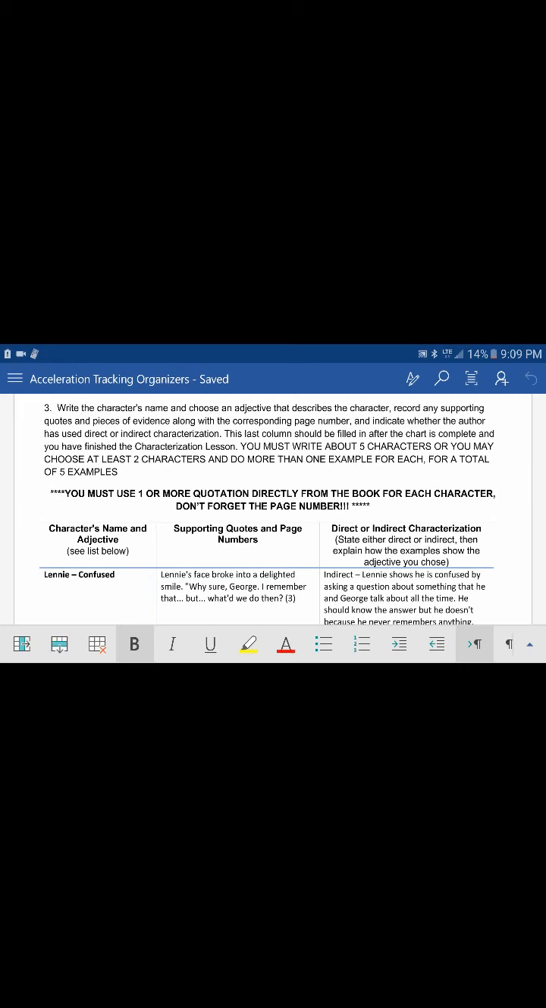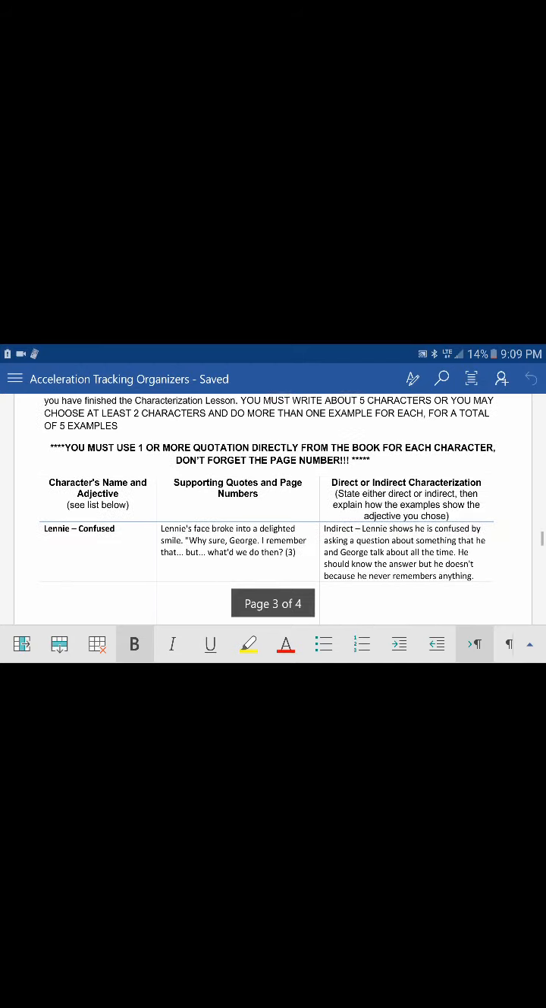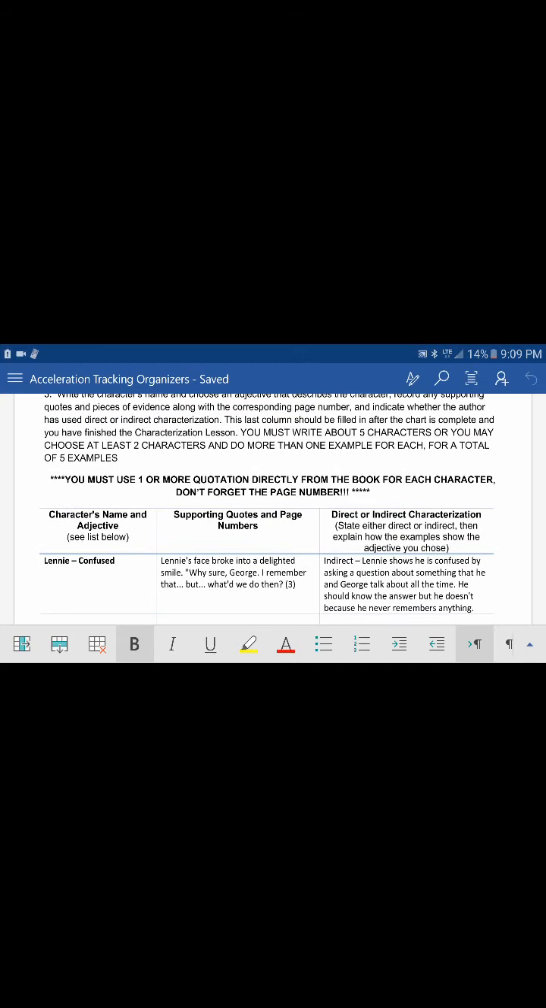And I believe this is the final chart. So this one you're going to be writing about different characters. It's important that you write about some different characters. So it says record any supporting quotes and pieces of evidence along with the corresponding page number, which again, you're doing chapter number, and indicate whether the author has used direct or indirect characterization. As we go through the next unit, you'll find a video that you can watch about direct and indirect characterization to help you understand. So the last column of this chart should be filled out after the rest of the chart is complete. So make sure that you do the characterization lesson before you fill it out.